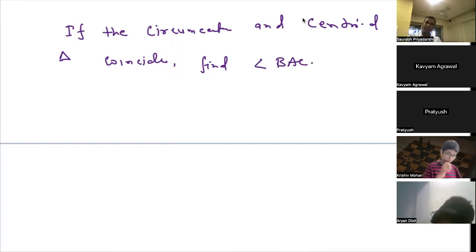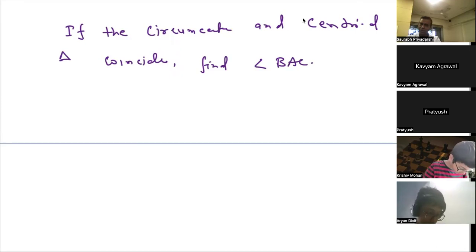Perpendicular bisector of sides and median same. So why is this equilateral? Sir, they will coincide on the other side, so they will intersect on the other side. So if they are not the same line, then they won't have a common intersection point.